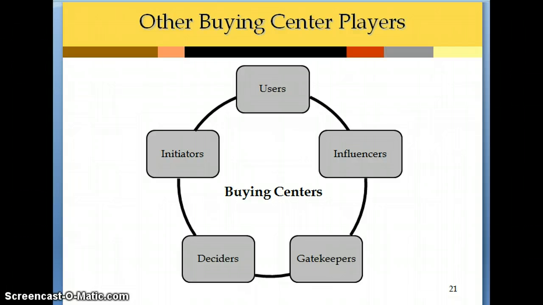Next come the users. By looking at this graph, users are the people and groups within the company that actually use the product. Then come the influencers. These are the people who may or may not use the product but have experience or expertise that can help improve the buying decision. Then we're looking at the gatekeepers. These are people who decide if and when you get access to members of the buying center. These are often people with titles such as buying assistant, personal assistant, or secretary.